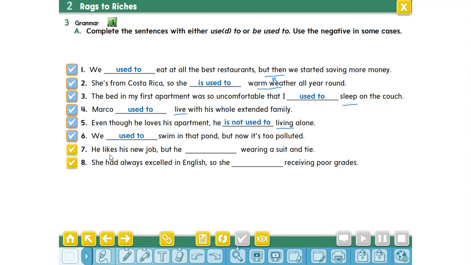Number 7, he likes his new job, but he isn't used to wearing a suit and a tie. Wearing, plus ing. So isn't used to. Very good. The last one, she had always excelled in English, so she wasn't used to receiving poor grades. Receiving. Wasn't used to. Here pay attention, wasn't. We use verb to be in the past tense. Why? Because the first sentence was in the past tense. Okay?